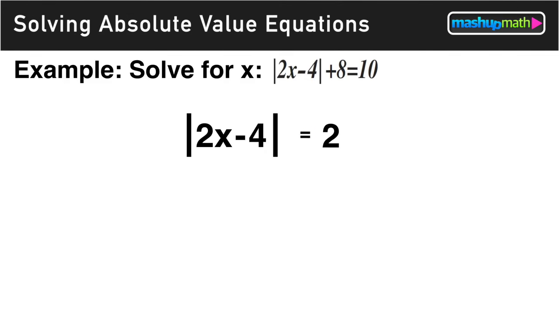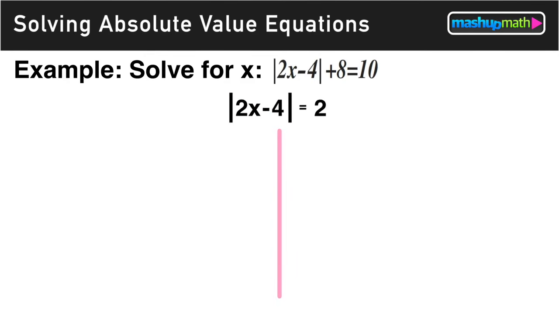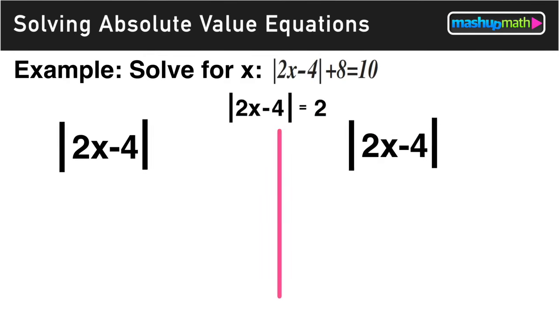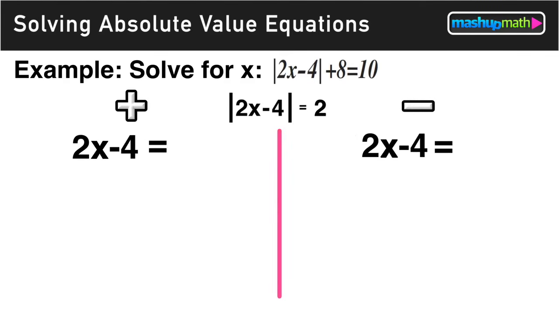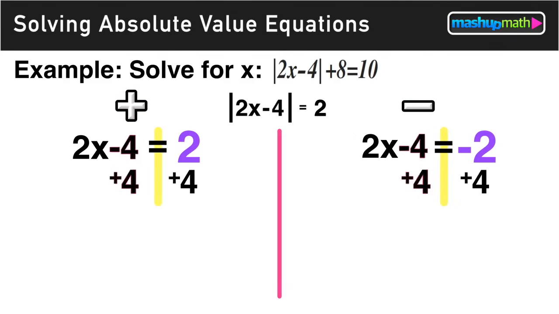Now we can use the same procedure that we used in the last example, since we have the absolute value part on one side of the equal sign and the regular value on the other. So to find solutions for the absolute value of 2x minus 4 equals 2, we rewrite the absolute value part of the equation twice without the absolute value bars, and we set it equal to both positive 2 and negative 2. And now all we have to do is solve. Again, we want to get x by itself, so let's go ahead and add 4 to both sides of the equal sign for both equations.